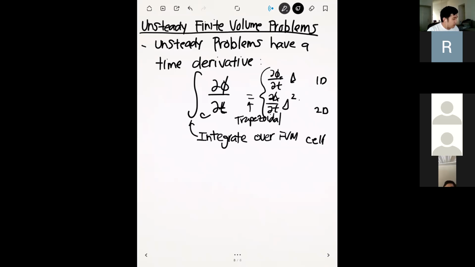Believe it or not, the rest of it is kind of the same. So there's really not too much to unsteady problems. It's kind of just combining everything that we knew before.